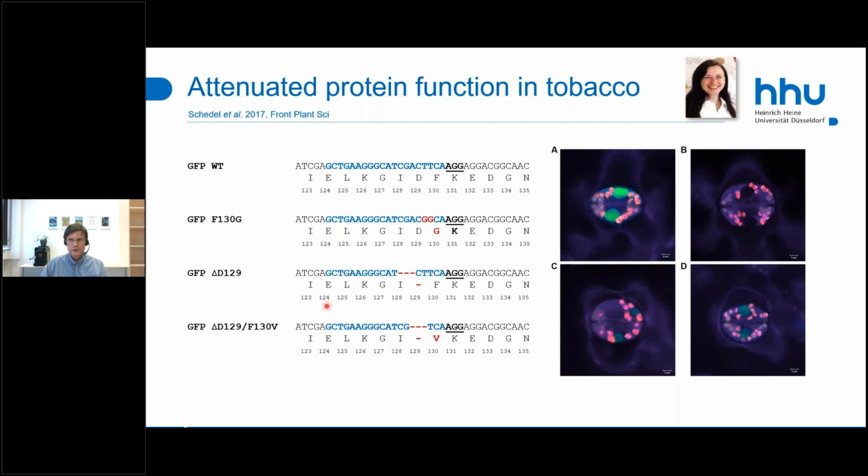So the take-home message here is that you can use this technology also to make proteins which have an attenuated protein function. This would be somehow similar to the RNAi approach, but would have the benefit that it's genetically fixed and you don't have to overcome a certain threshold to start the silencing effect. For lethal genes, by doing this, you may also find some viable plants.